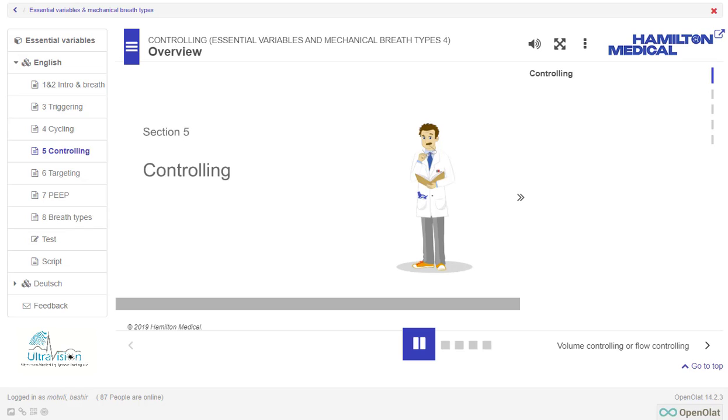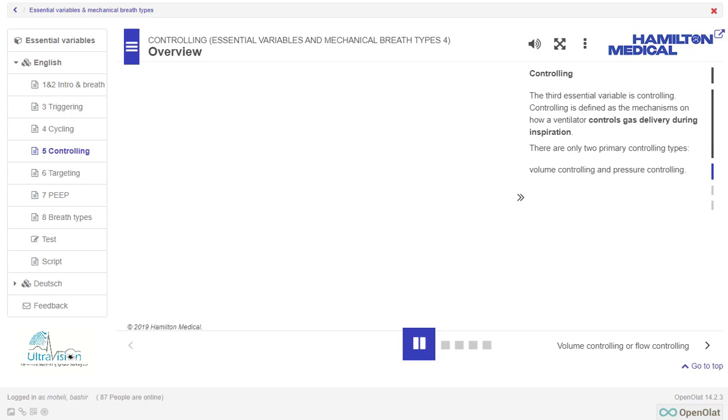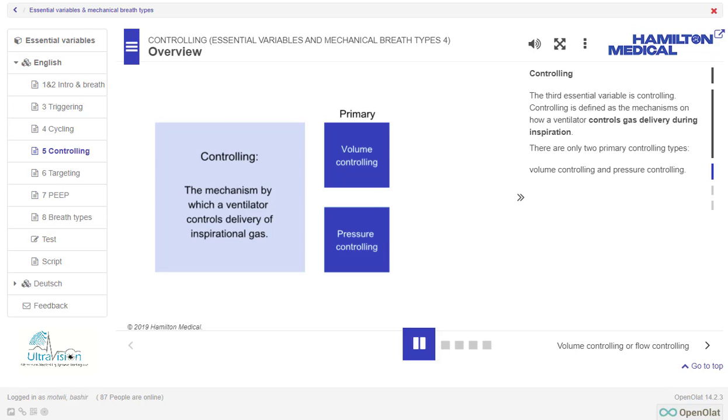Controlling. The third essential variable is controlling. Controlling is defined as the mechanisms on how a ventilator controls gas delivery during inspiration. There are only two primary controlling types: volume controlling and pressure controlling. At any given time, a ventilator can only control either the volume or the pressure, but not both.